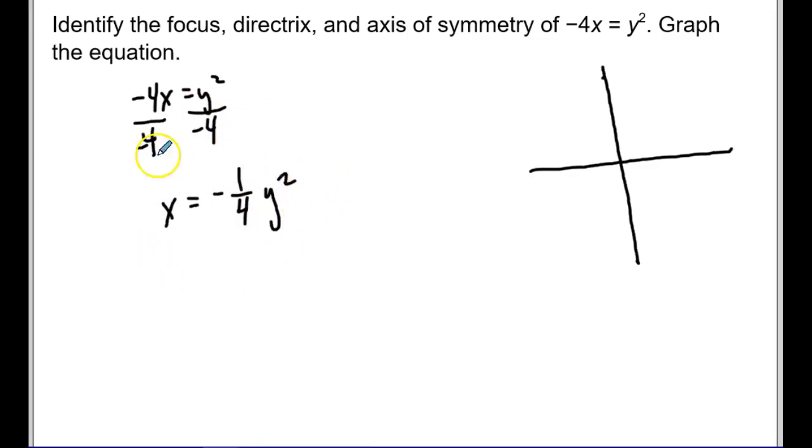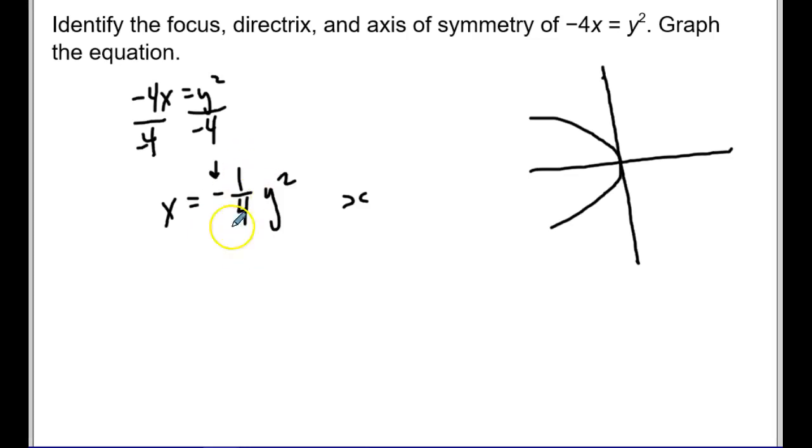So now I see that it's written the correct way. The first thing I notice is that it's an x equals. So I know it's either going to open to the left or to the right. Now I can look at this negative sign, and this negative sign tells me that it's going to open to the left, because it's opening around the negative part.